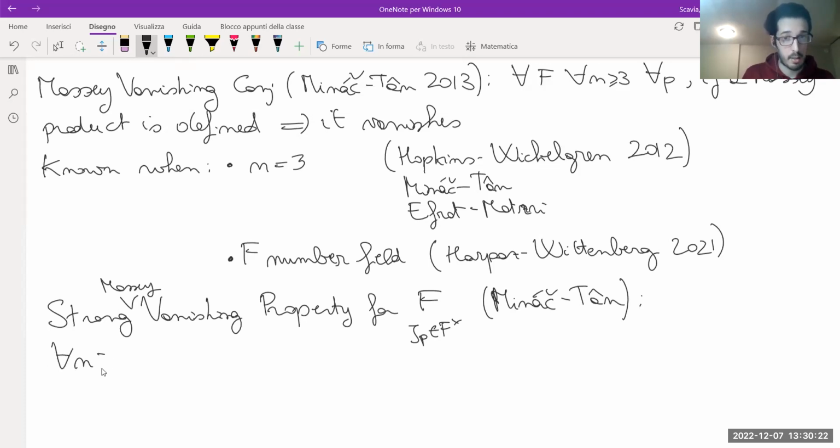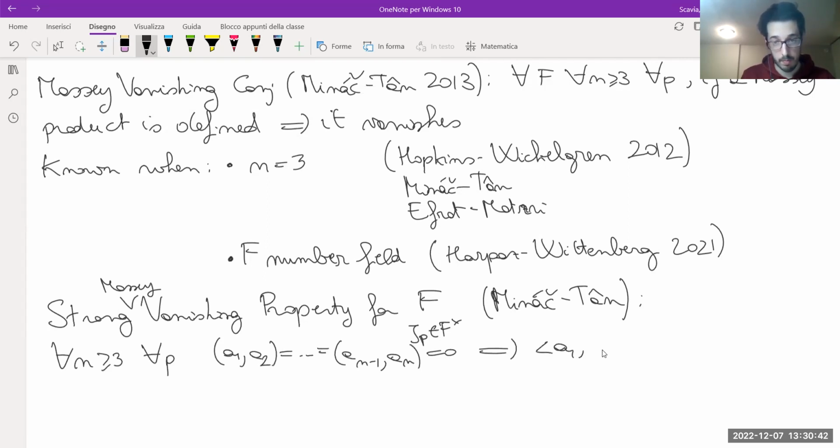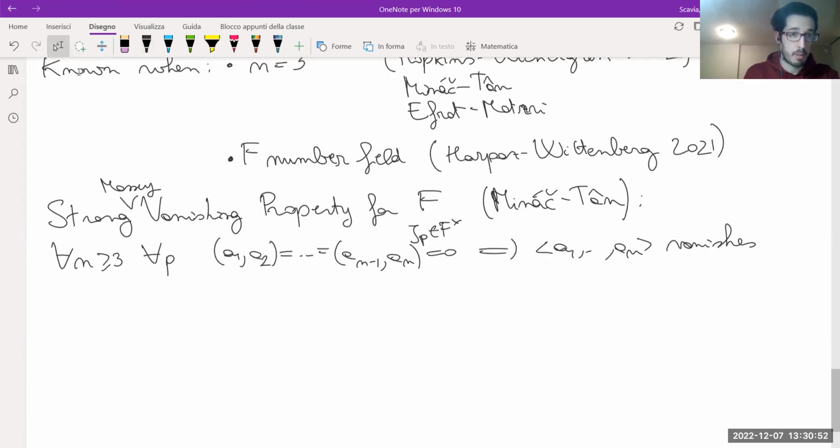So for all n and for all p, I don't ask that the Massey product is defined and then it vanishes. I ask that if the cup products vanish, then the Massey product is vanishing. Okay, so a stronger property. And as I said, this is false.